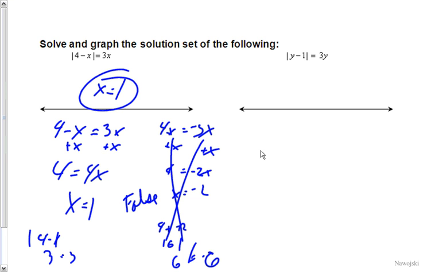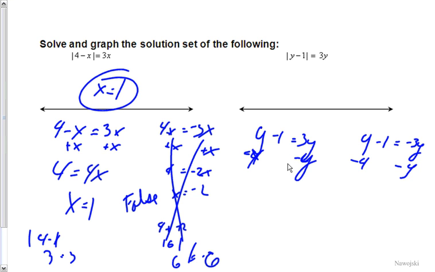Last but not least, let's take a look at this one. Again, it's already isolated, so we don't have too much work to do. Split. Y minus 1 equals 3y, and y minus 1 equals negative 3y. Do some solving, subtracting y's. Watch out so your y's don't look like 4s. I like to make them loopy. That'll help. Alright, so subtract y, get negative 1 equals positive 2y.